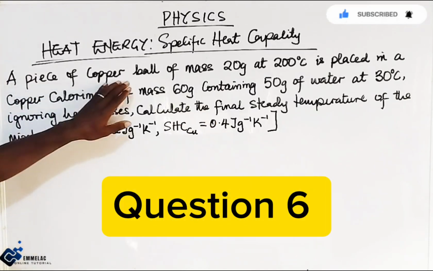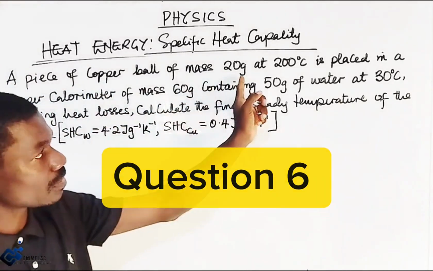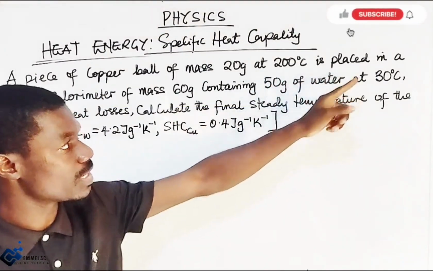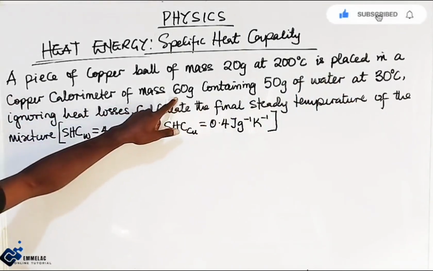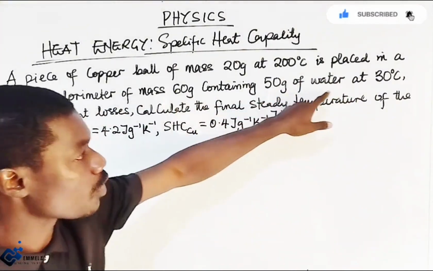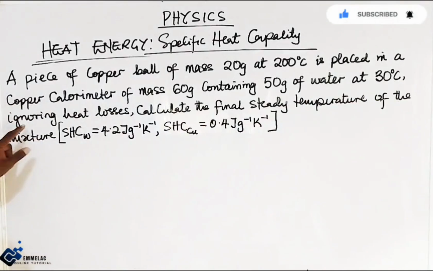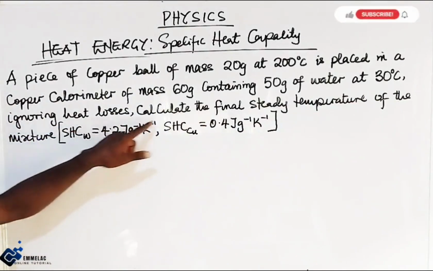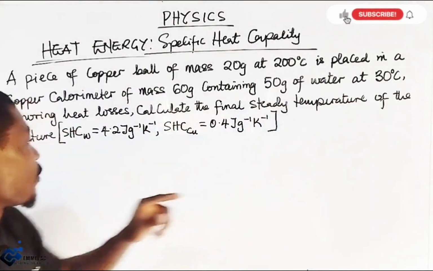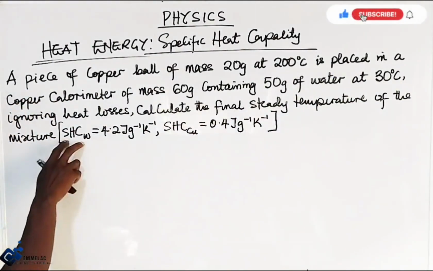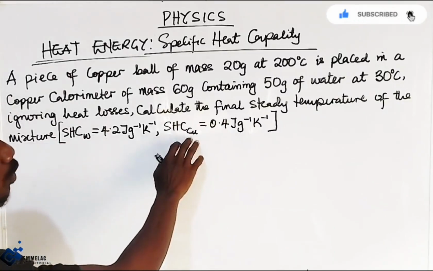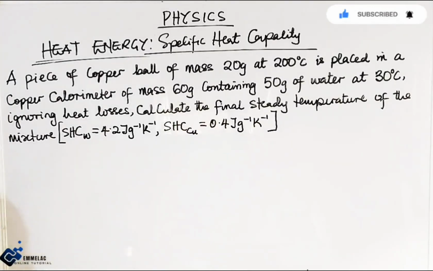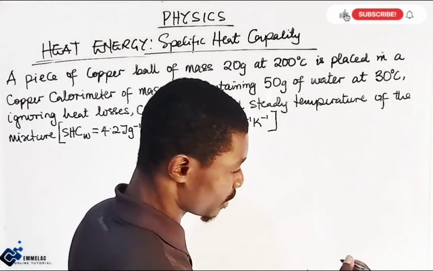And it says a piece of copper ball of mass 20 gram at 200 degrees Celsius is placed in a copper calorimeter of mass 60 gram containing 50 gram of water at 30 degrees Celsius. Ignoring heat losses, calculate the final steady temperature of the mixture. And here we have the specific heat capacity of water to be this, and the specific heat capacity of copper to be this. Now to bring this question to a source of reality, let me draw this.